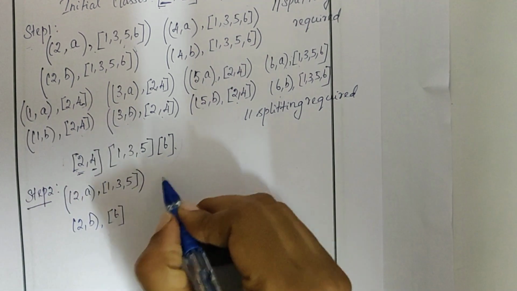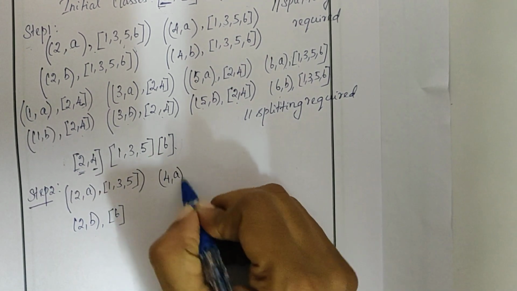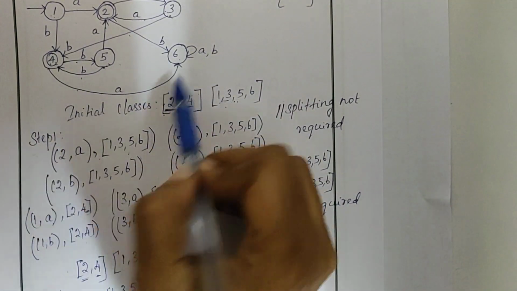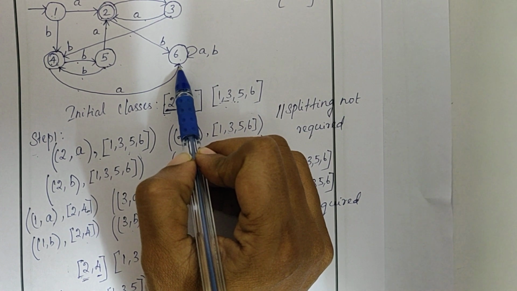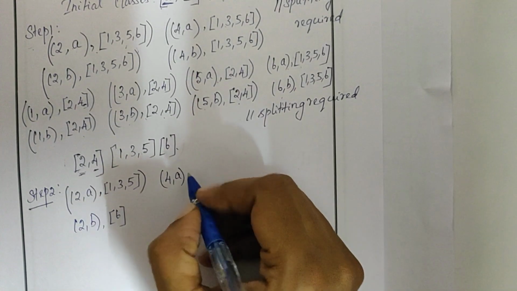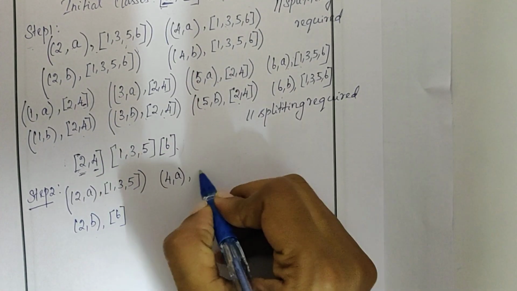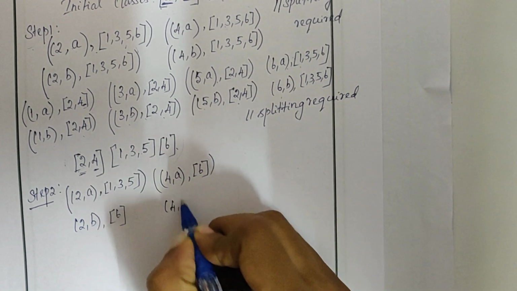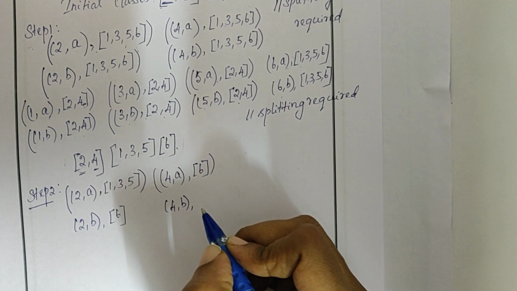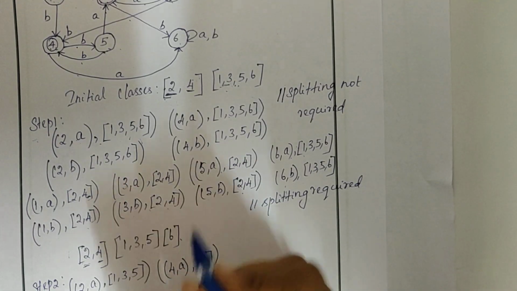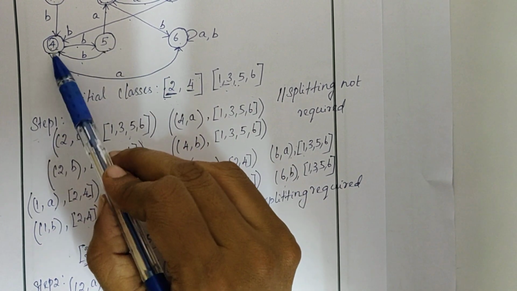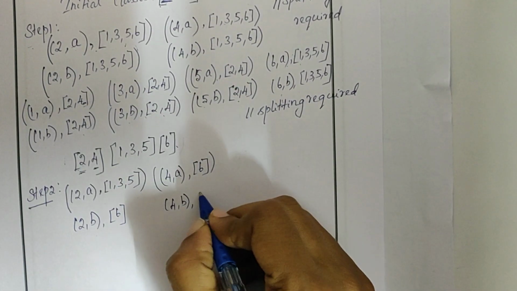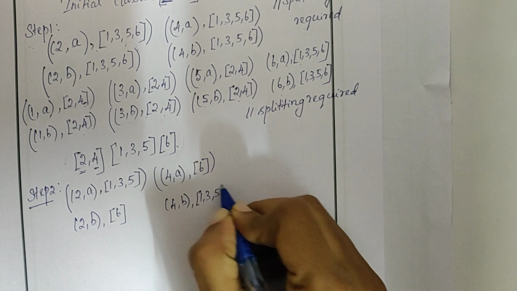Now I have to do it for 4. So 4 comma A, 4A. 4, when it takes A input, is moving to 6. 6 is in a separate class, so I'll write it as it is. Next 4B. Where is 4 here? 4, when it takes B input, is moving to 5. So it is 1 3 5.